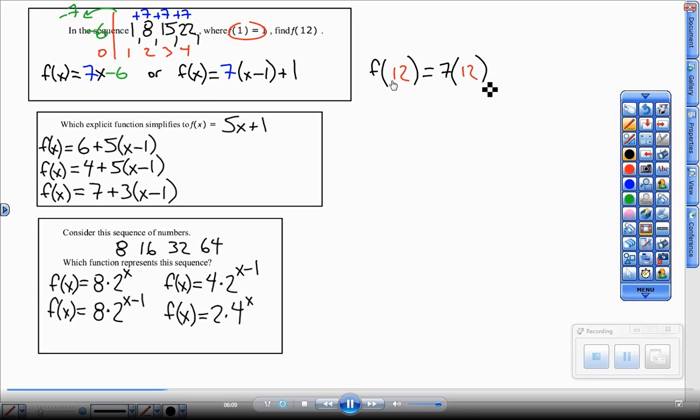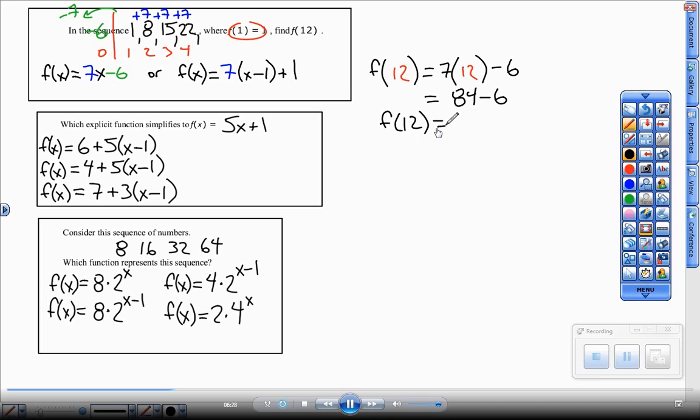F of 12 shows me that number I'm plugging in. This is where I'm doing the math. 7 times this 12 gives me 84. And then that 84 minus 6 gives me the function at the 12th term is 78.